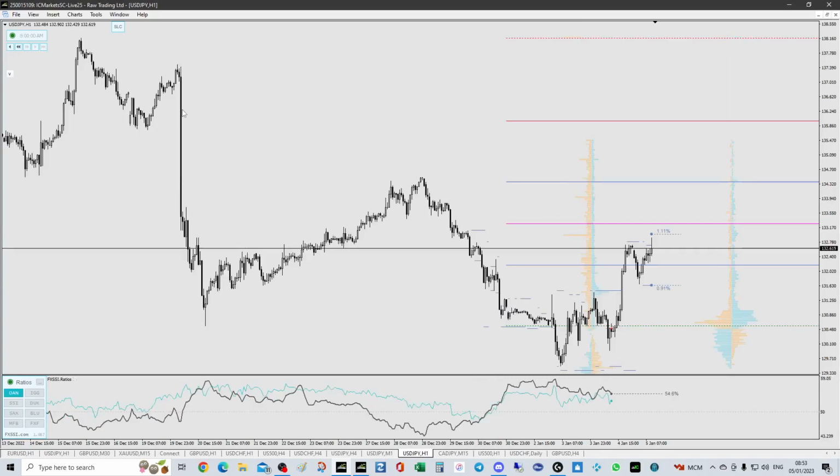And then the dollar yen. And this was a bit 50-50. We're a bit sideways. There's your monthly pivot there, 133.26. One above is at 133. The one below is at 131.63.